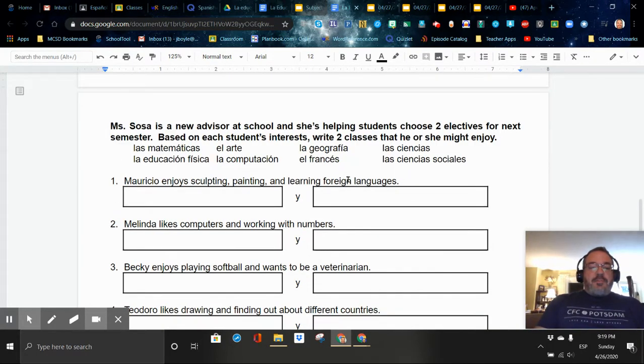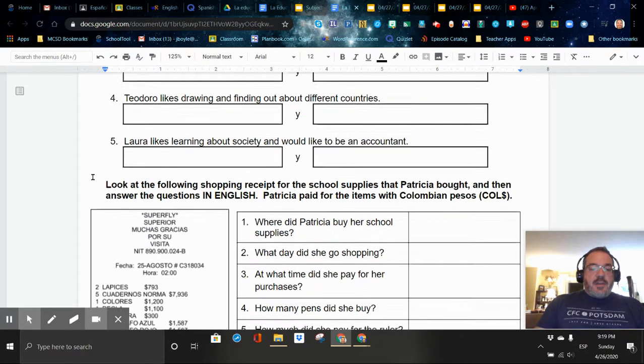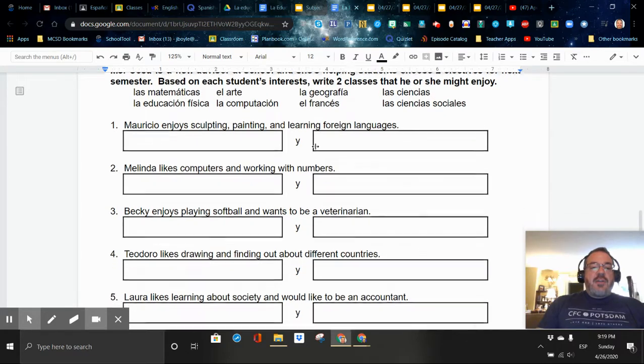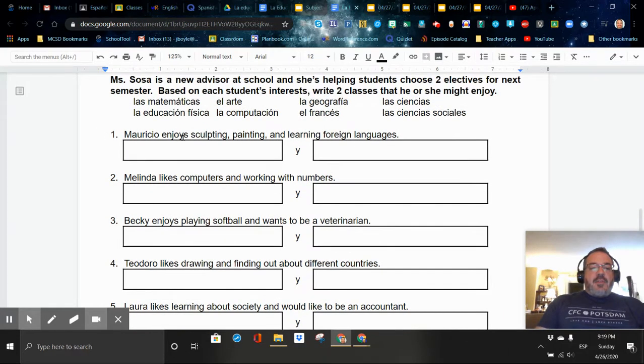Hey, the last part. Well, I don't know if it's the last part. No, it's not. Mrs. Sosa is a new advisor at the school. She's helping to choose two electives. All right, these are two classes. Based on the student's interests, write two classes that he or she might enjoy. All right, so Mauricio enjoys sculpting, painting, and learning foreign languages. So probably art and learning foreign languages, because you have to pick them from up here, right? So we have el arte and learning foreign languages, el francés, right?